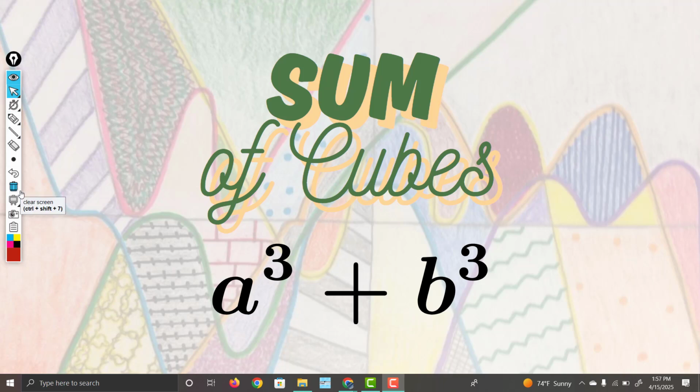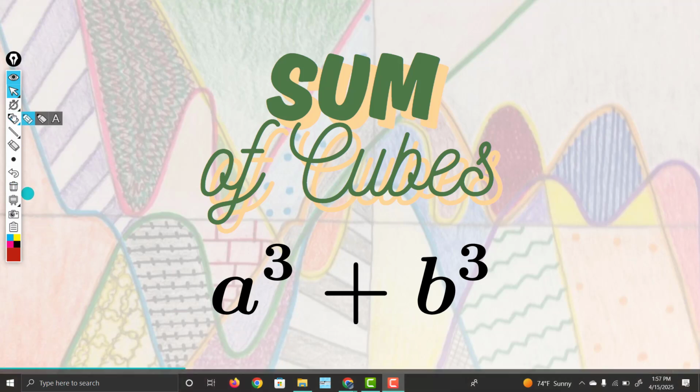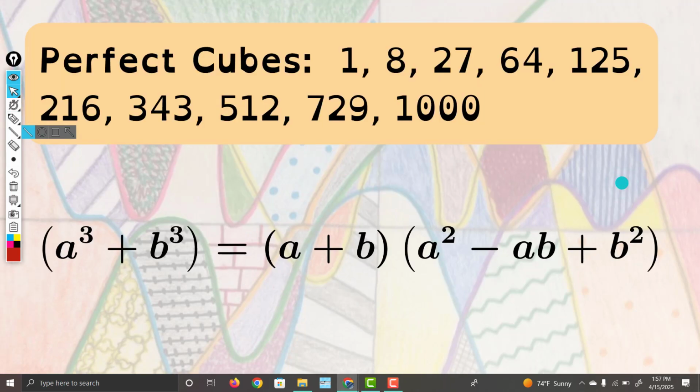Next type of factoring we're going to be looking at is a sum of cubes. That means you have two things that you can take the cube root of added together. So the first 10 perfect cubes are as follows. 1 cubed is 1, 2 cubed is 8, 3 cubed is 27, 4 cubed is 64, and so forth. So you know you have this option.